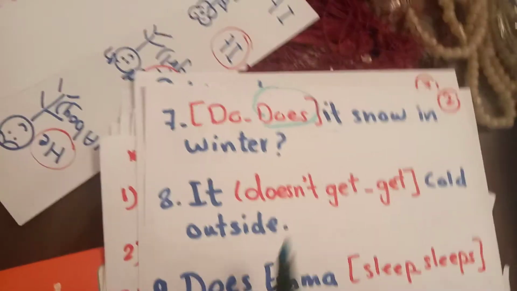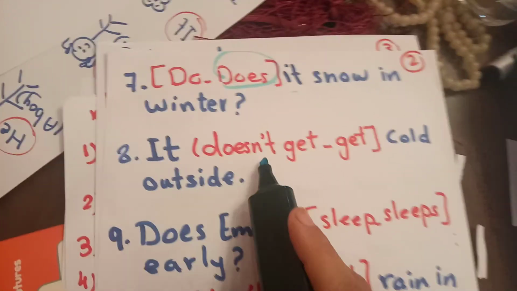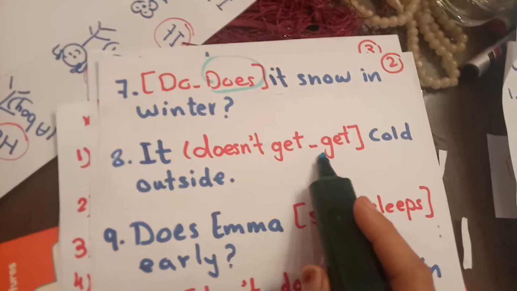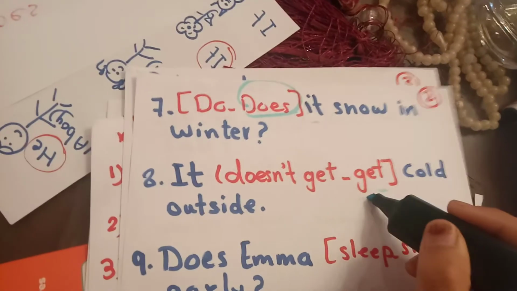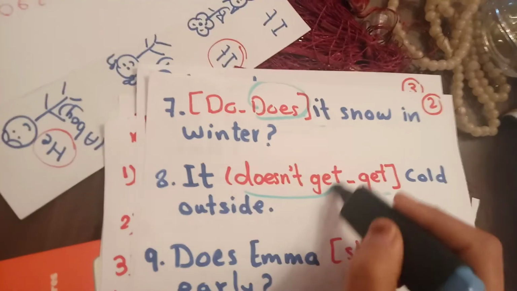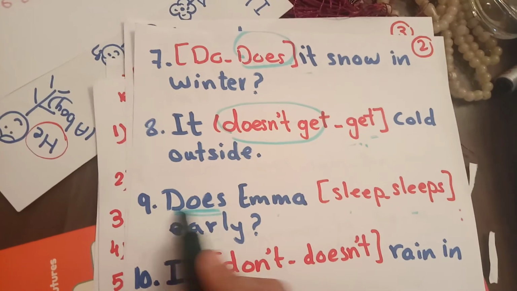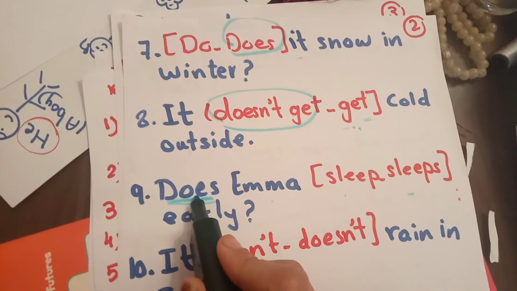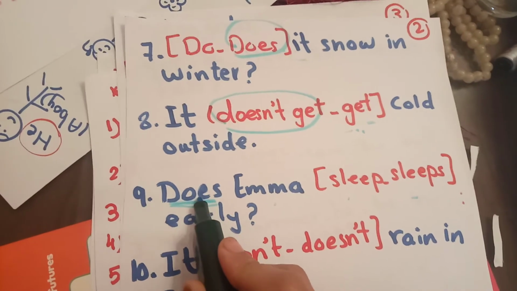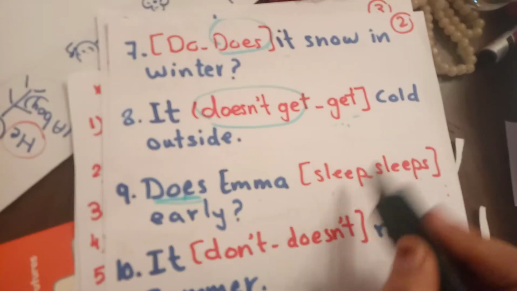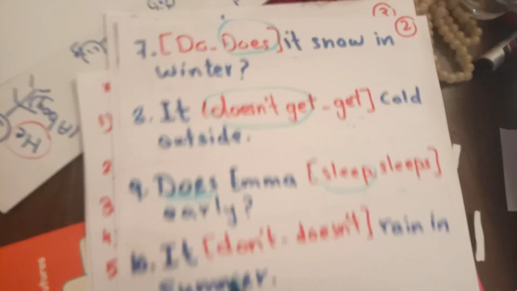Does she? Okay. Eight. It doesn't get or it get? Can I say it get? No, it has to be it gets. So it doesn't get. B. Does Emma sleep or sleeps? I start the question with does. I told you that does, what does does? Does kicks S out. So I can't use it with S. I use the infinitive one.